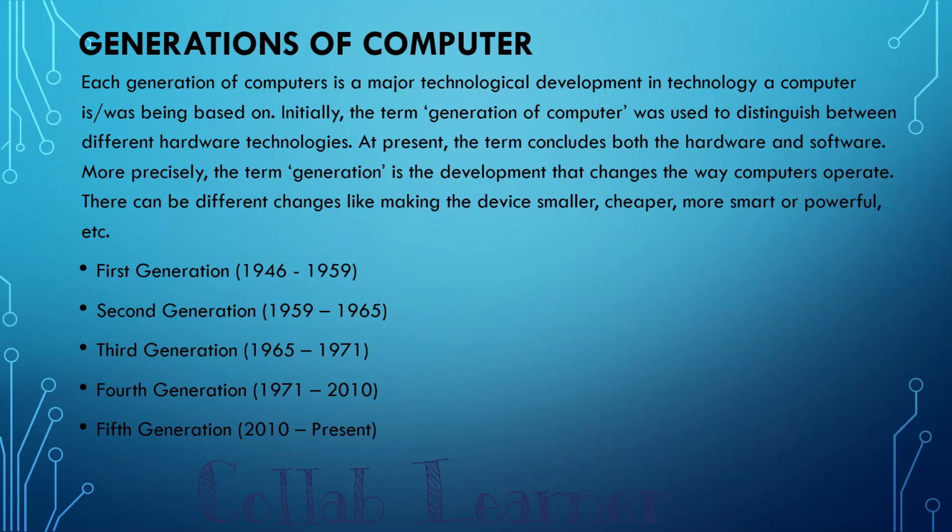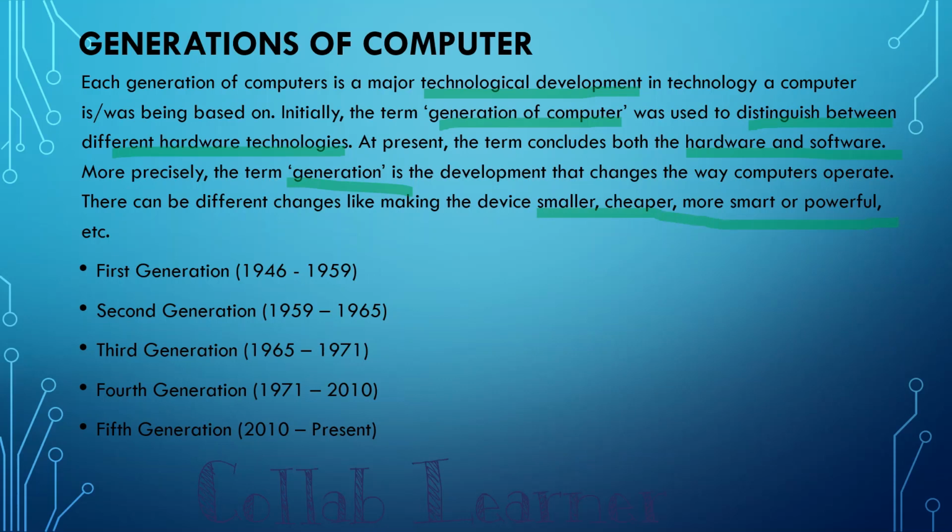Generations of computer. Each generation of computer is a major development in the technology that the previous computers were based on. Initially, the generation of computer was distinguished between different hardware technologies. At present, the term includes both hardware and software. More precisely, the generation term shows the development in how computers operate. It can involve changes like size, cost, and power performance.